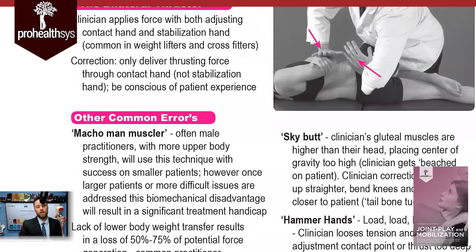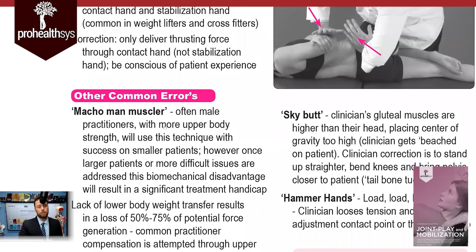And then other areas that we have is the macho muscler. This will usually be men right here. Sky butt. What happens here? You get your butt higher than your head and you get beached. Literally, it's like you're a whale and you're stuck on top of the patient. You can't actually thrust. Your feet come off the ground. And if you're with me, I'll gently continue that roll and put you gently on the floor, okay, if there's mats. And then hammer hands.